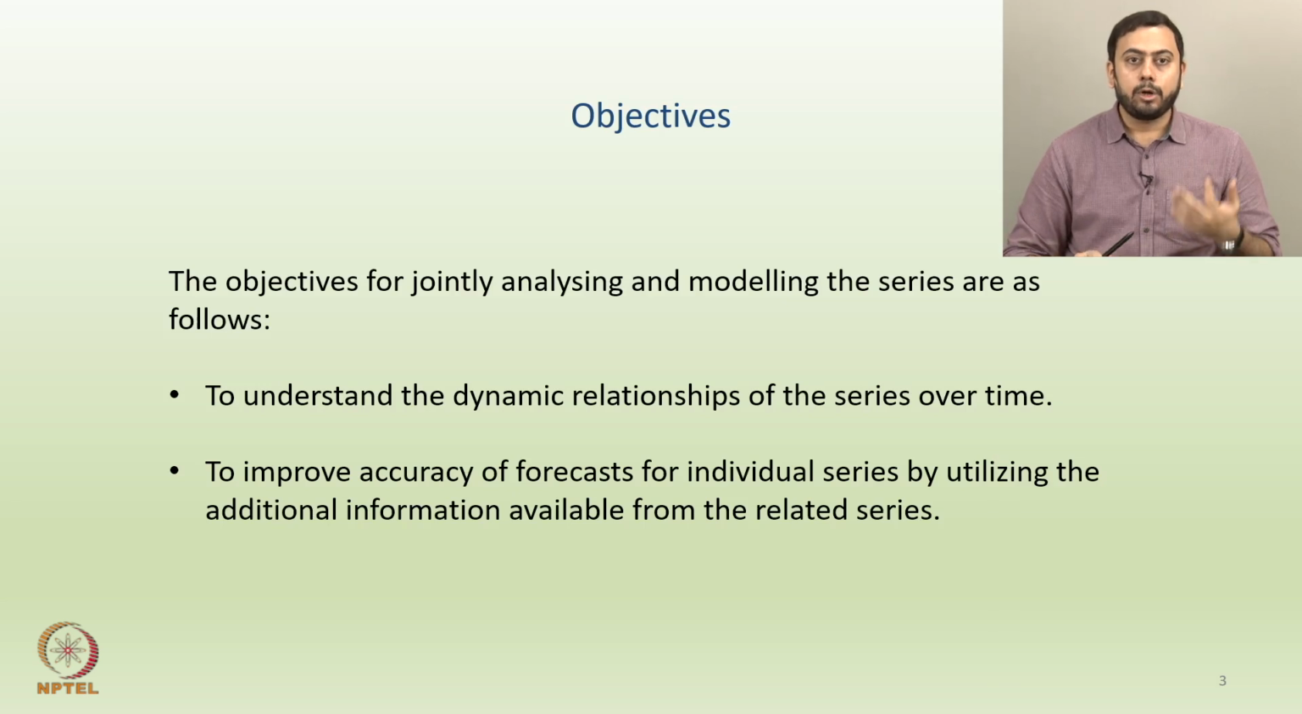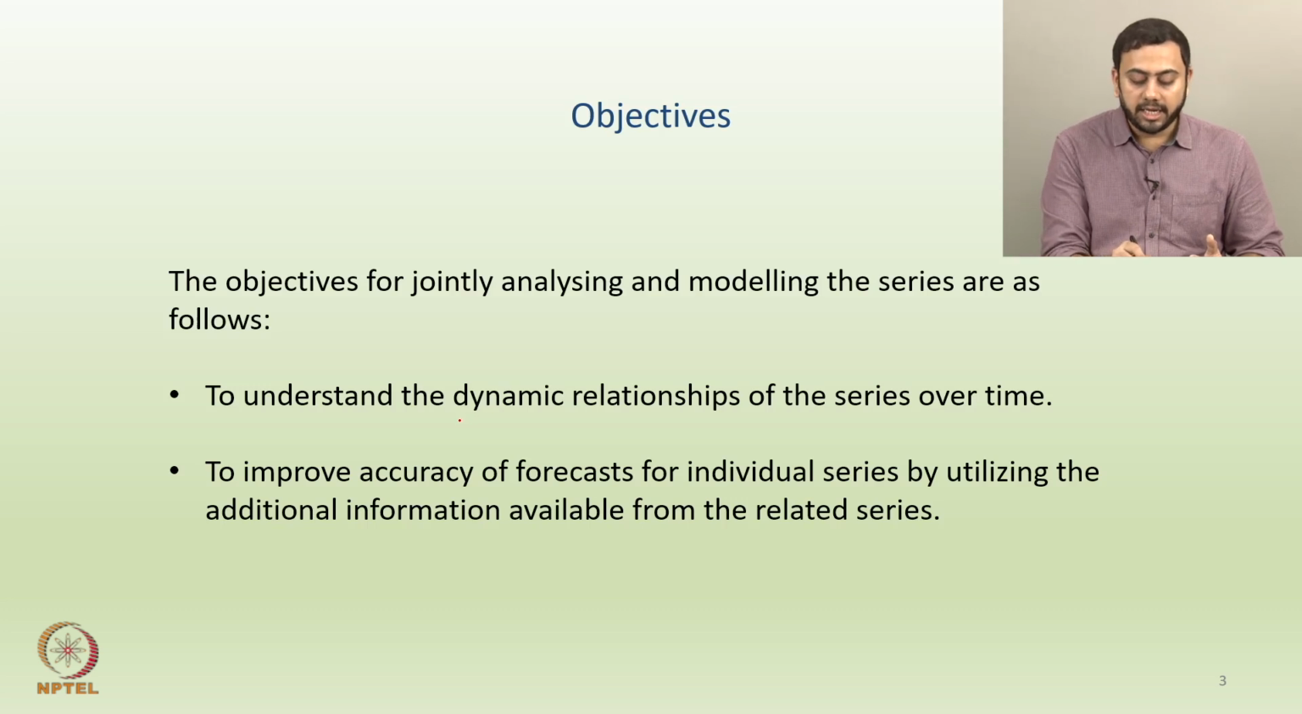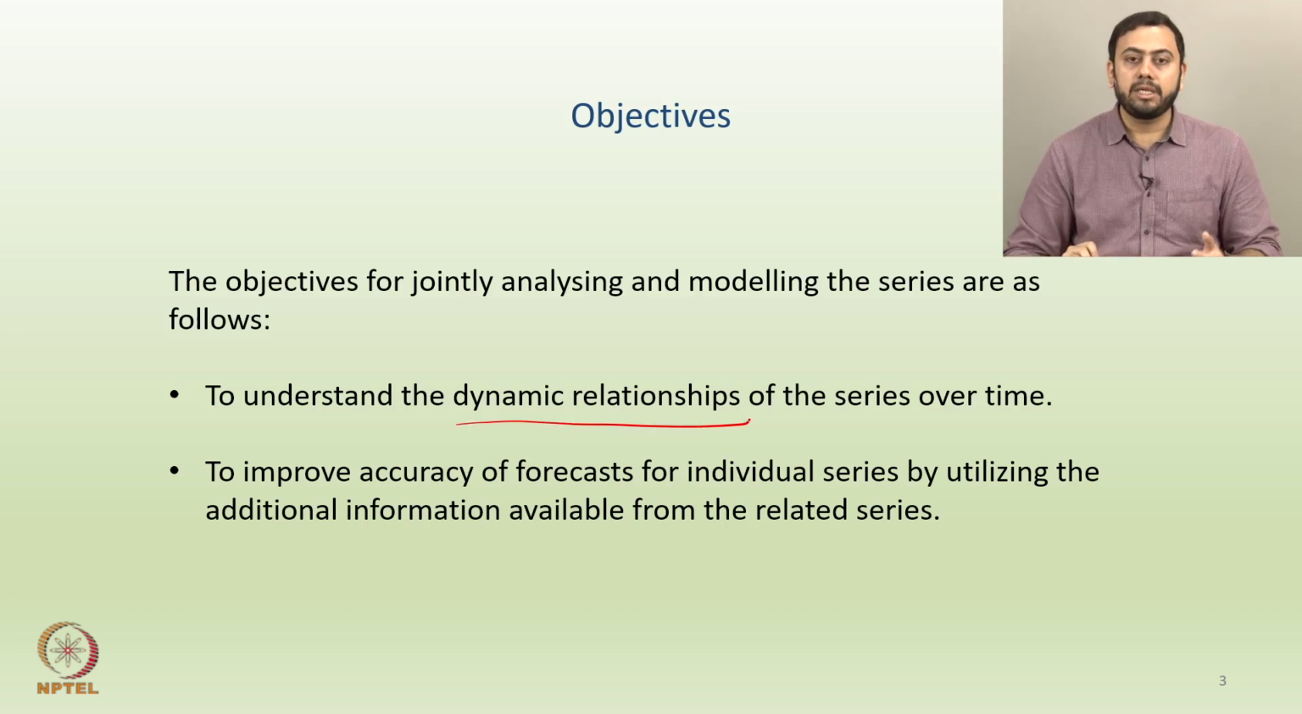Now the objectives. The objectives for jointly analyzing and modeling the series are as follows. You have two objectives here, and of course there might be many more, but we've listed down just the important ones. The first one is to understand the dynamic relationships of the series over time. Dynamic relationship means how the relationships of both the series evolve over time. So let's say Yt+1, Yt+2, Yt+3, at the same time Xt+1, Xt+2, Xt+3, etc. This sort of relationship is called the dynamic relationships of the series over time.